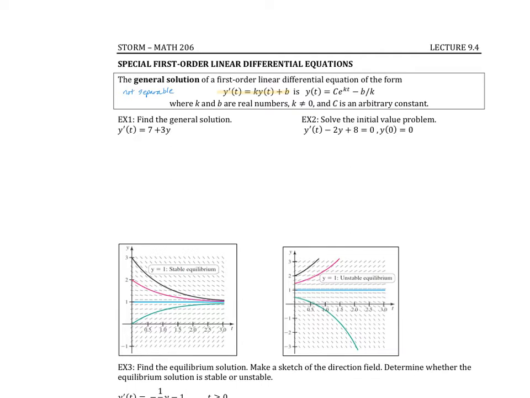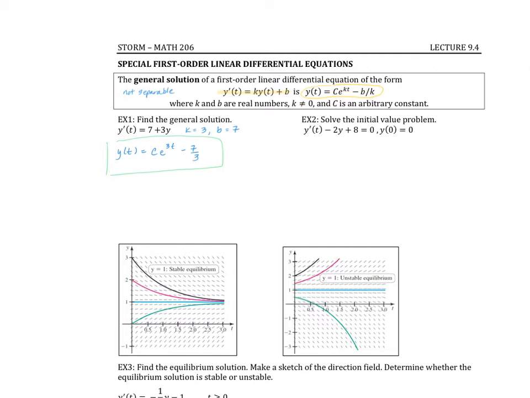However, if your differential equation does look like this, the general solution, y, is going to be some constant times e to the kt minus b divided by k. For example, number 1, if I wanted to find the general solution to this differential equation, notice that k is going to be equal to 3. It's the number on the y, and b is equal to 7. So the general solution, y of t, is simply the constant c e to the 3t minus 7 over 3. Really nice form, very easy to work with.